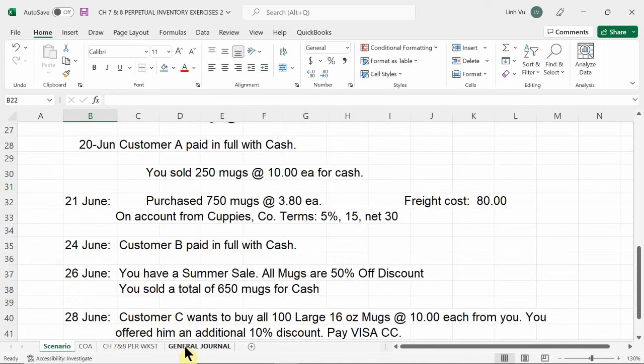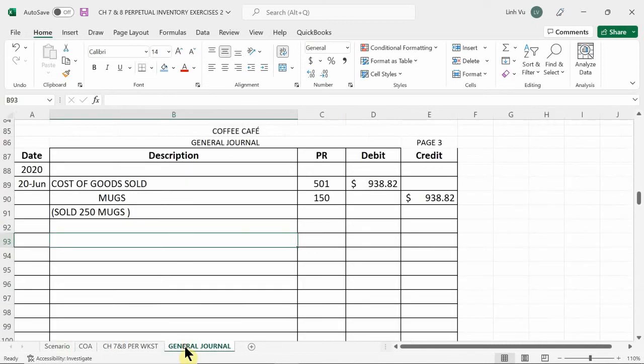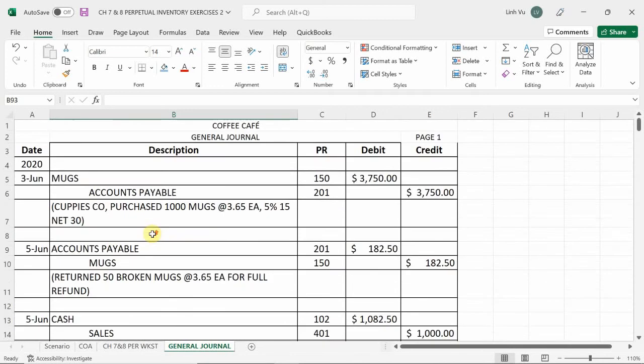Okay, you got 28.50 for your purchase. So what accounts am I going to be using? You're going to do mugs. Mugs. And how did I pay? Accounts payable. You paid on accounts payable.